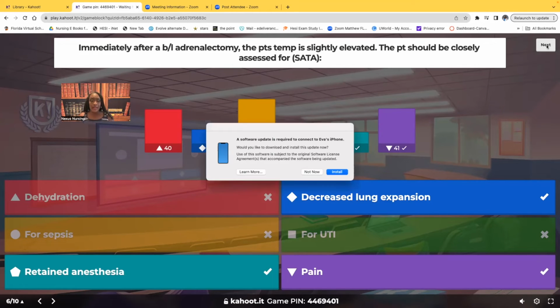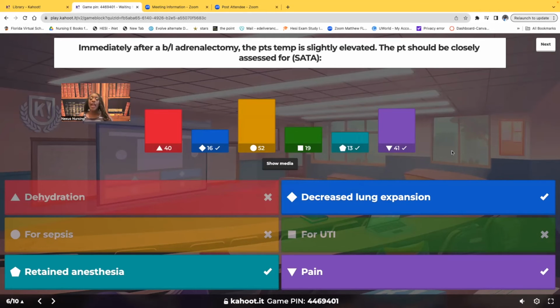If a patient has had surgery, oh, sorry guys. Not now.